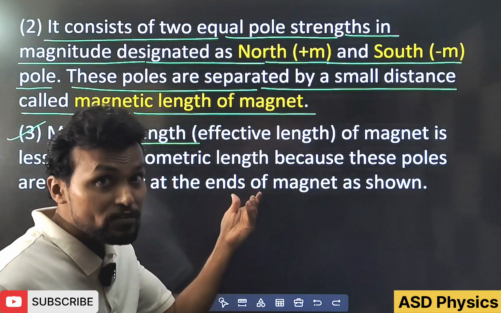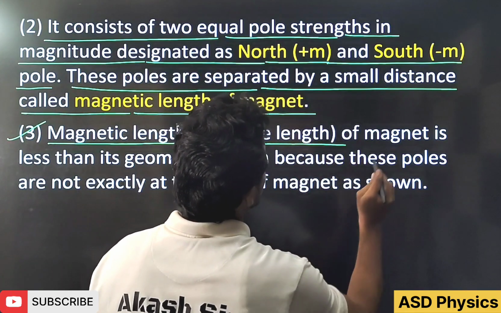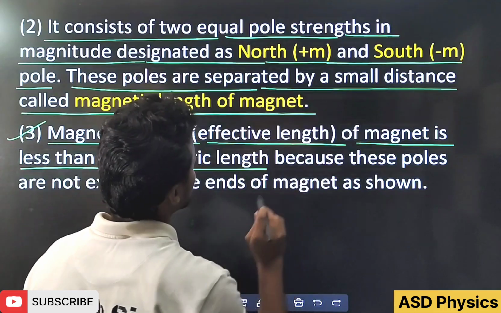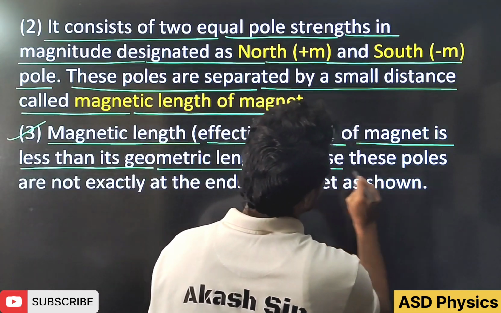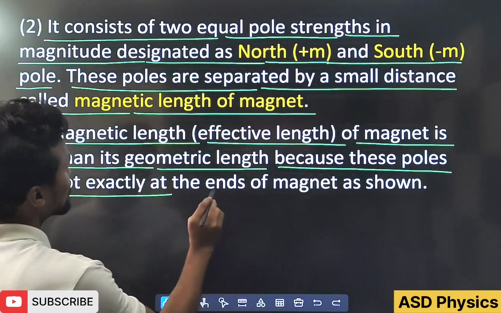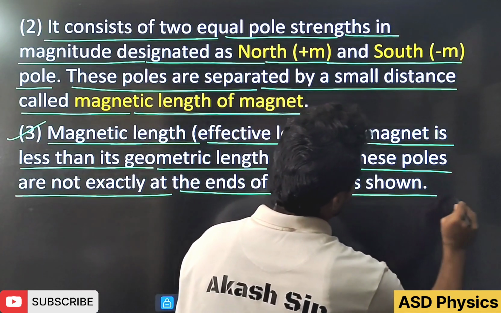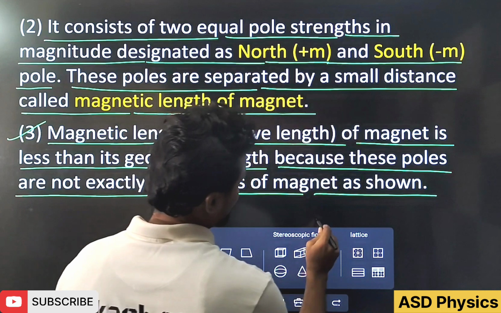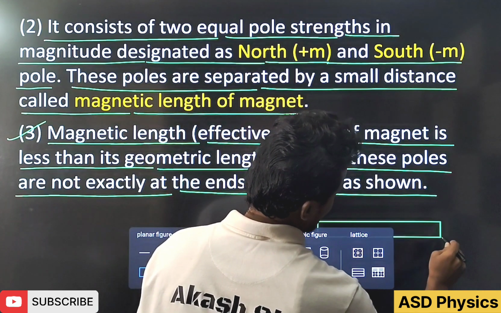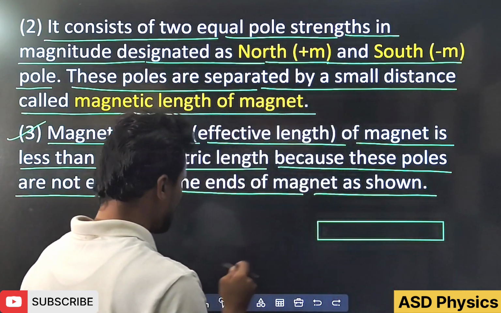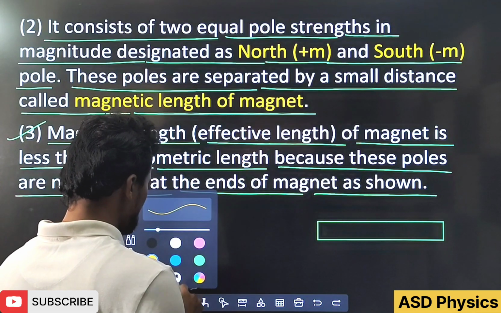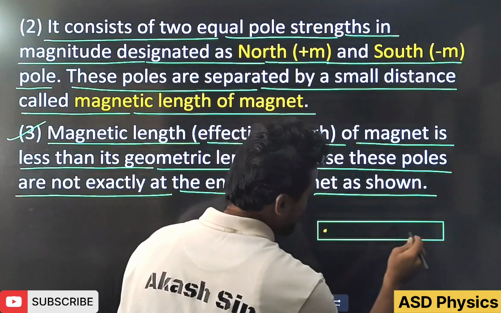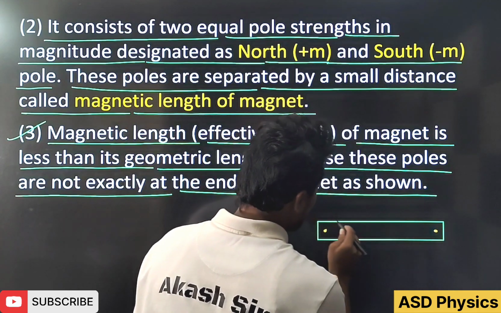Okay, next one, let's see. Magnetic length, also called which length? Effective length. So we can see magnetic length of magnet is less than its geometrical length. Because why? Because these poles are not exactly at the ends of magnet as shown. So here I am just going to draw here one magnet. Okay, I will just draw here the two-dimensional. So here you can see here, this is the bar magnet, just two-dimensional diagram we have drawn, is it? So remember that here the poles will be there, but they will not be exactly at the ends. They will be somewhat inside.